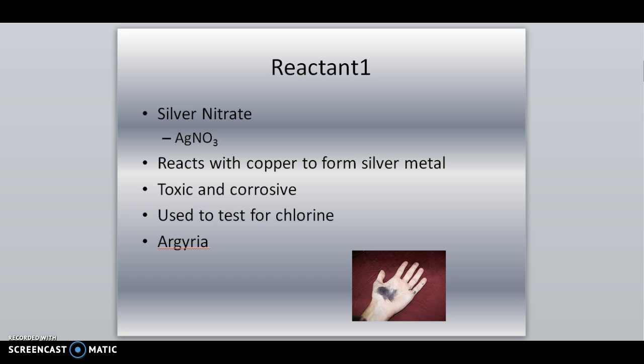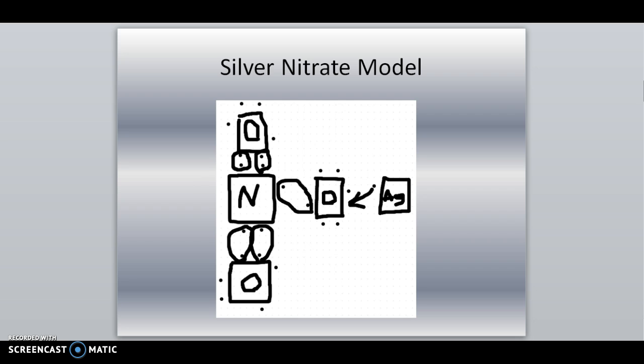One of its more detrimental effects is called argyria, which is accumulation of silver in the body. So if you ingest enough of this or any silver molecule, you could get staining on your skin, which we do not like. Here's my model of silver nitrate, so you can see some of the chemistry behind it, and it might help you as we move forward.